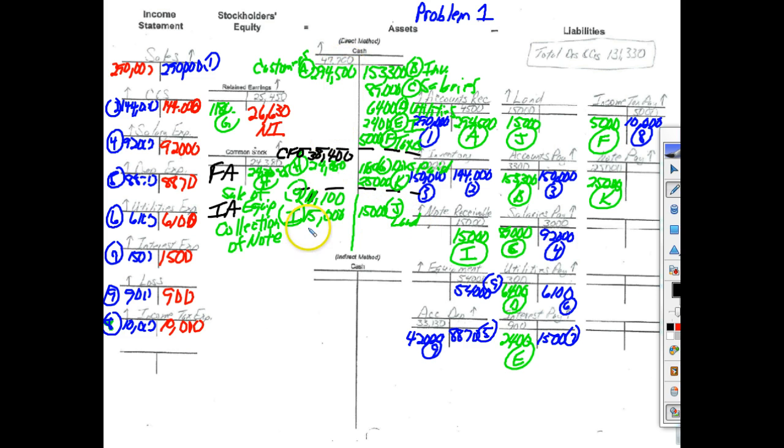Okay, so if I take all my debits, subtract my credits, you're going to see you'll get this $47,700 change in cash. And when that happens, you know you're done. Then real quick, the indirect method. We start with net income, $26,630.